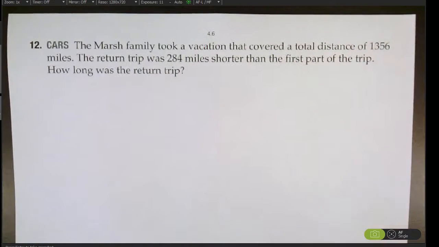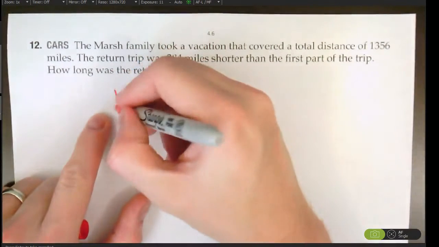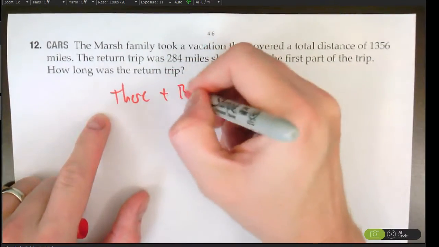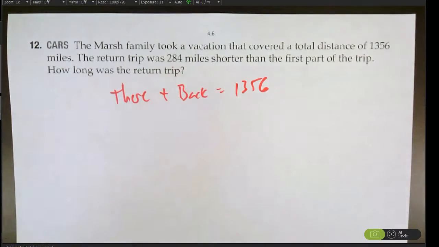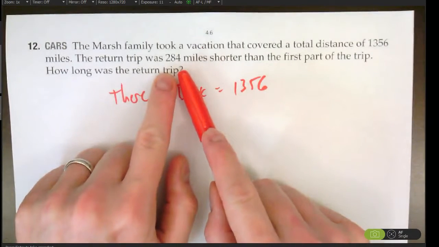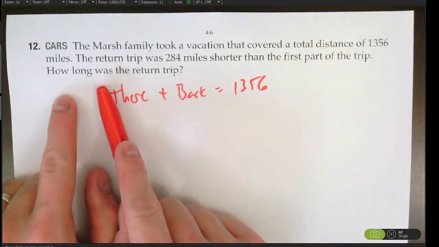12. The Marsh family took a vacation that covered a total distance of 1,356 miles. The return trip, and that's total, that's there and back, so that's what we should make a note of first. There plus back was 1,356. The return trip was 284 miles shorter than the first part. How long was the return trip?